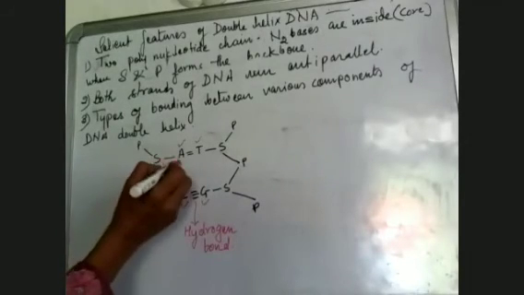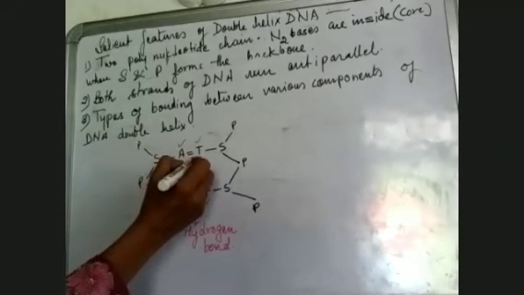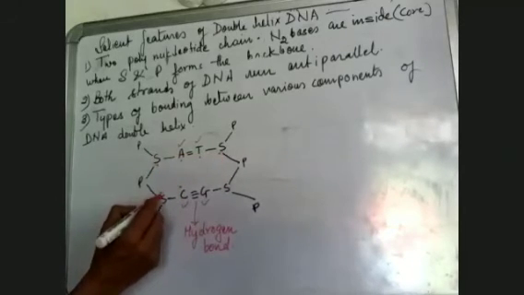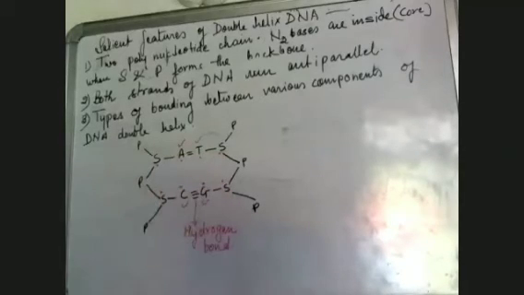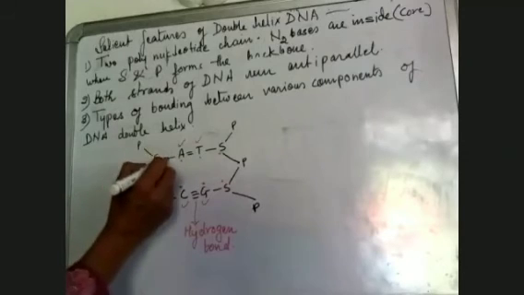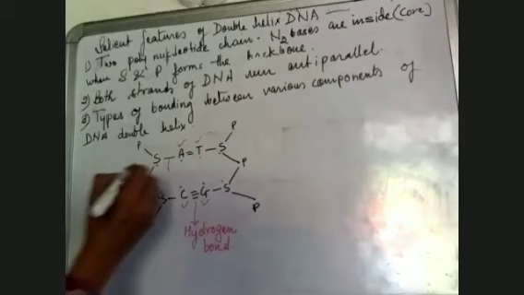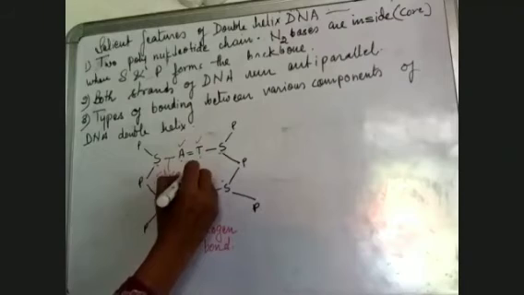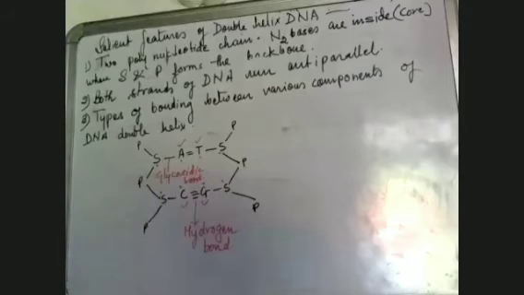Now, the bases are connected to sugars. This base is connected to this sugar. This base, which is thymine, is connected to deoxyribose sugar. This base, which is cytosine, is connected to another deoxyribose sugar. This base, which is guanine, is connected to another deoxyribose sugar. Now, how are they connected? What is this bond? This bond, the connection between the base and the deoxyribose sugar, is the glycosidic bond.